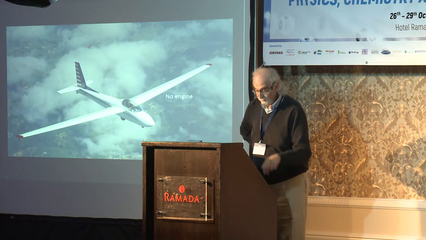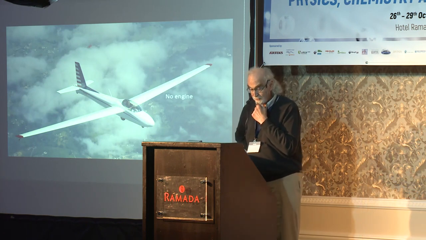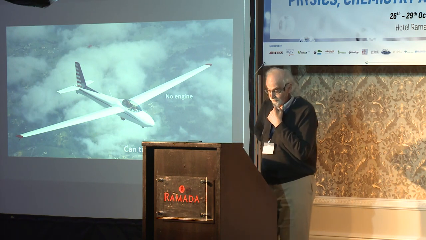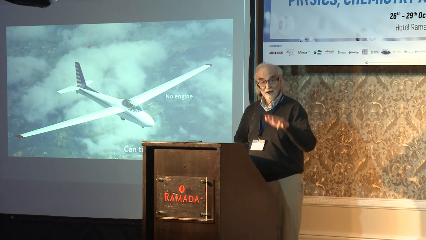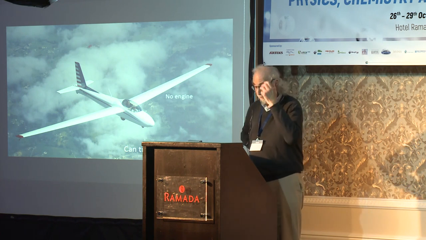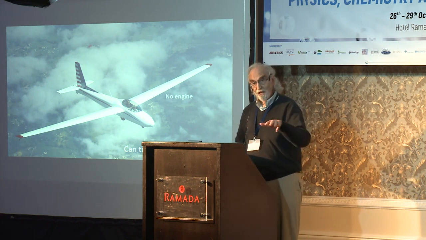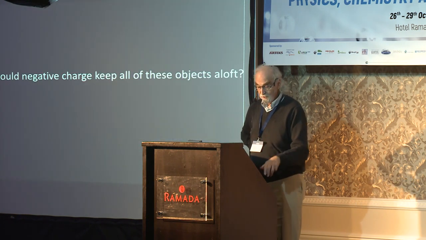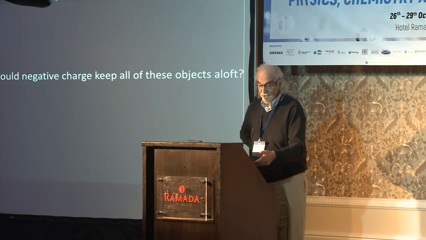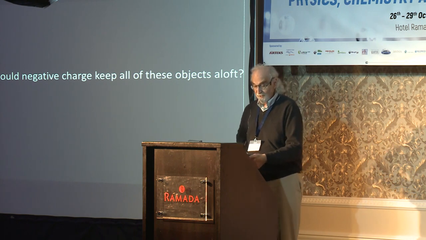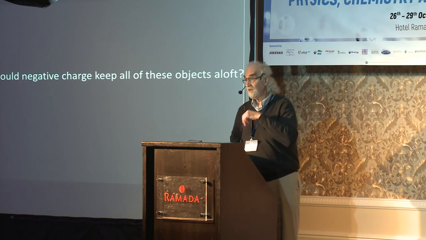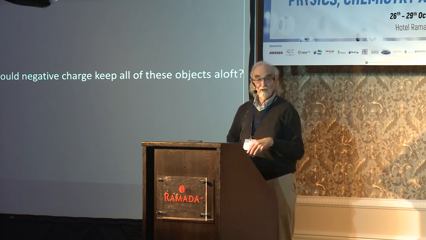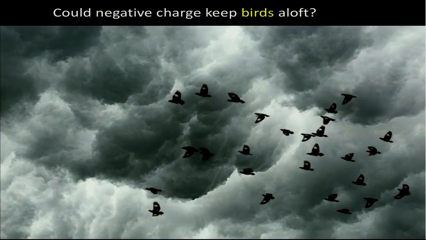And the same principle for glider planes. Now, these can travel up to 2,000 kilometers without crashing. And of course, the plane is going through the air, the wings should acquire a negative charge, and the question is, could negative charges keep not just the glider plane, but all of the objects that I'm talking about, they all stay aloft? Is it possible that the reason they stay aloft has something to do with the charges that they acquire? And that leads to the main question: could negative charge keep the birds aloft?